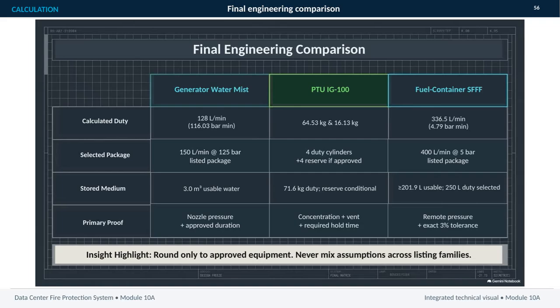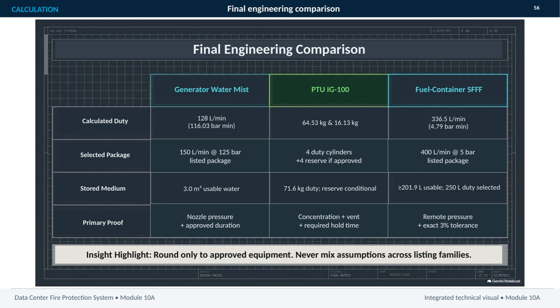This slide brings the 3 suppression approaches together in one final engineering comparison: generator water mist, PTU IG-100, and fuel container SFFF. The calculated duty for water mist is 128 liters per minute, with a minimum pressure of 116.03 bar. The selected package is slightly higher, at 150 liters per minute and 125 bar, with a 45 kilowatt pump. It includes 4 duty cylinders, plus 4 reserve cylinders if approved, and stores 3 cubic meters of usable water.